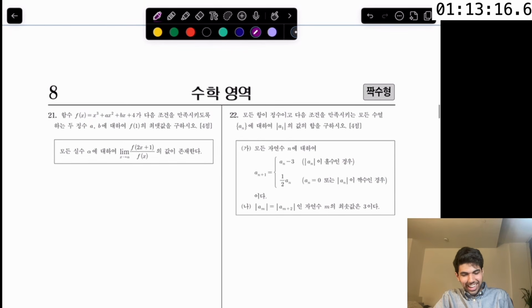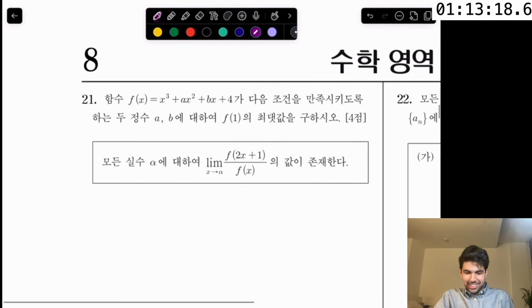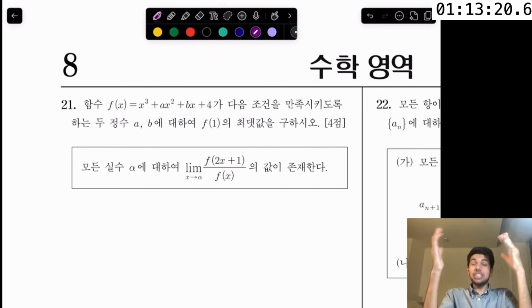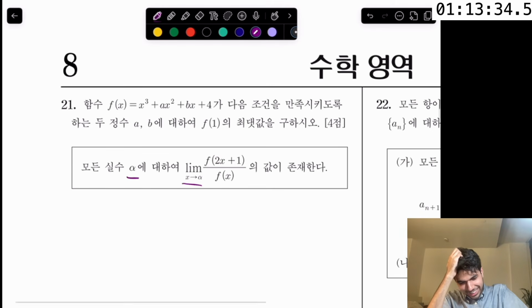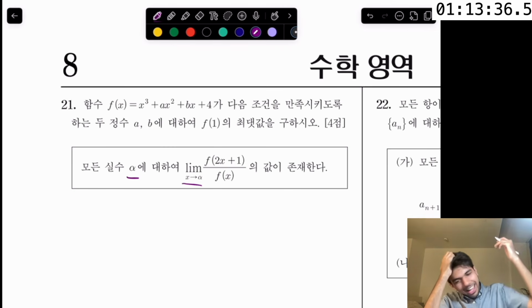And it's not looking any better. Here we go. F of x... it's these stupid functions that have unknown coefficients. Like, come on. What is alpha? Limit as x approaches alpha. How am I supposed to figure this out? I have no idea. Let's just plug in some stuff and see what happens.